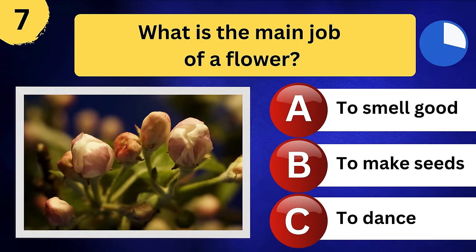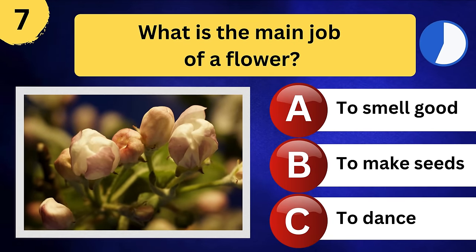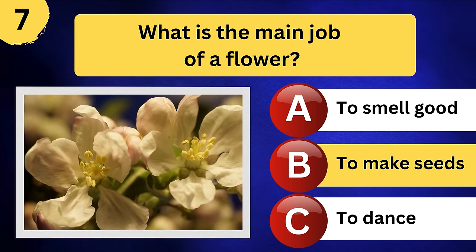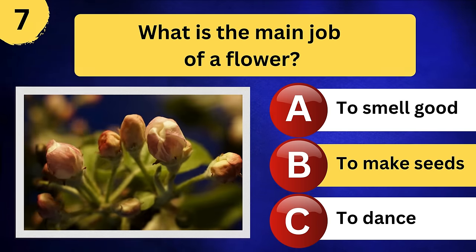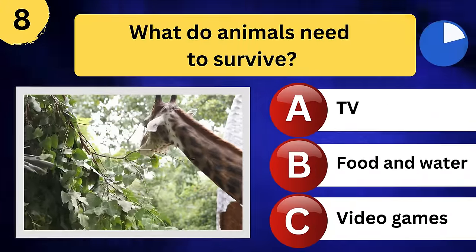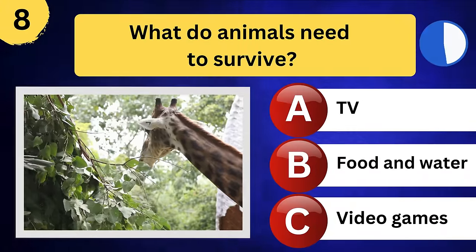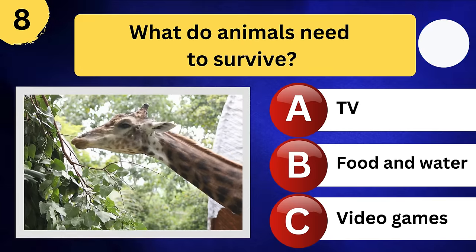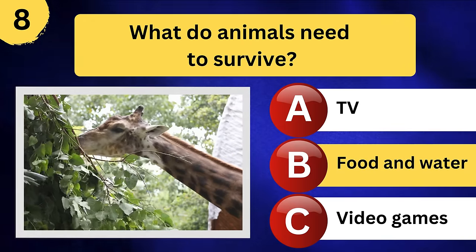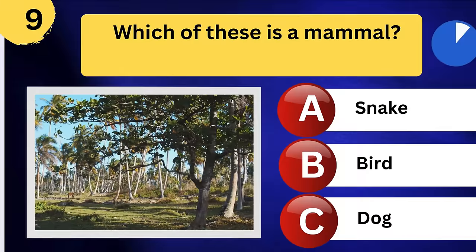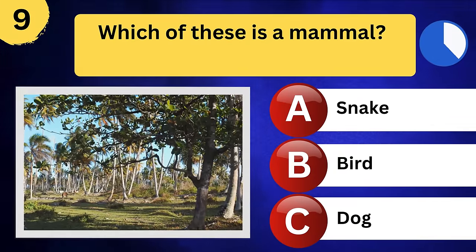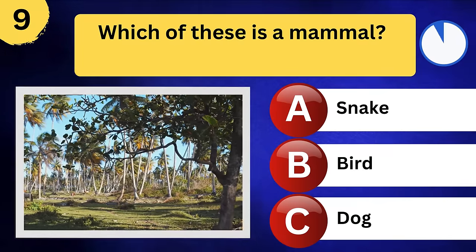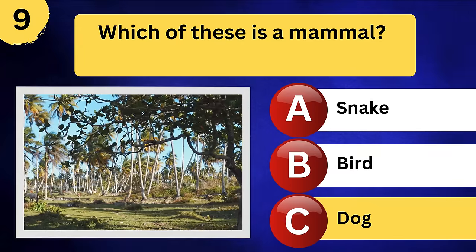What is the main job of a flower? To make seeds. What do animals need to survive? Food and water. Which of these is a mammal? Dog.